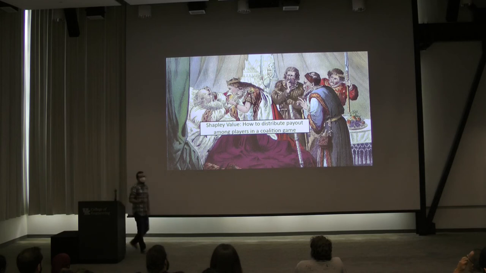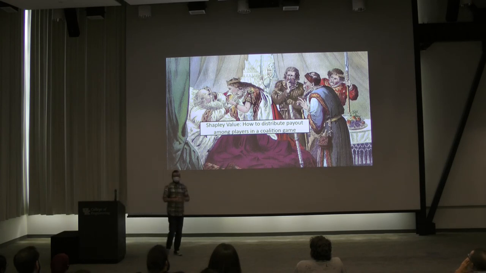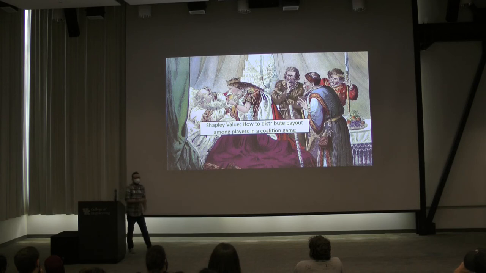But we'll use Shapley values to determine how much a feature contributes to an output. A Shapley value, roughly stated, tells you how you should distribute payout amongst players, like members of a coalition. The idea is that these players join a coalition, they collectively work to get some output, but they're not all working the same amount.